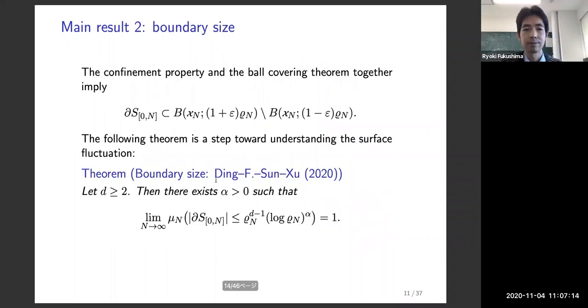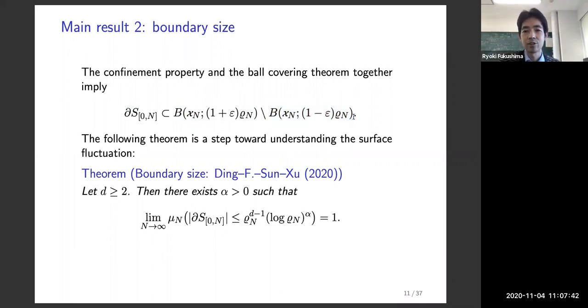Okay, now we have confinement and ball covering, which means that if you look at the random walk range, its boundary is contained in a rather thin annulus of this form. The range is contained in this ball, and the range contains this smaller ball. So the boundary lies in this thin annulus. So it's a pretty nice, almost complete ball.